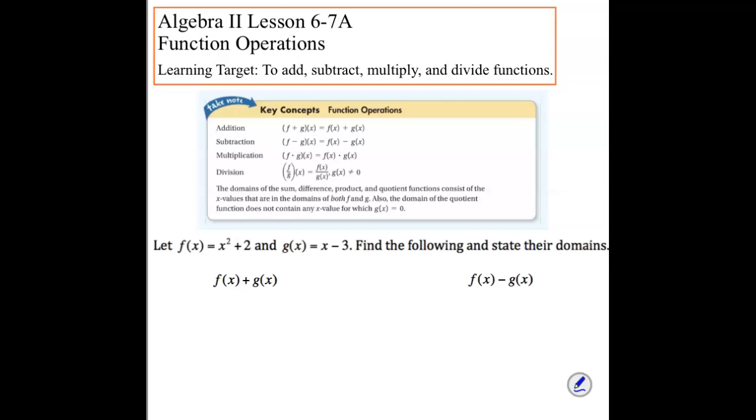Today we're going to look at section 6.7 for Algebra 2. Our learning target is to be able to add, subtract, multiply, and divide functions. So in our chart here, you'll notice that for addition of two functions, there's two ways we can write that.